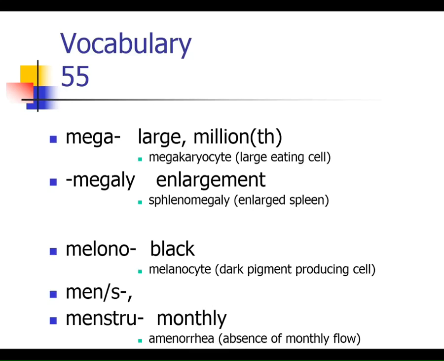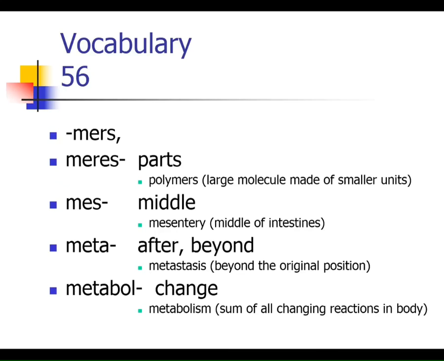Melano, that is a typo. It should be M-E-L-A-N-O. Did that typo stay on your form? I don't know. But it should be M-E-L-A-N-O, referring to pigment, like black. Remember, melanocytes are the cells that have the pigment that make your skin color. Mens and menstru, both referring to the monthly gift. Mers and myrrh, right? We saw sarcomere, right?